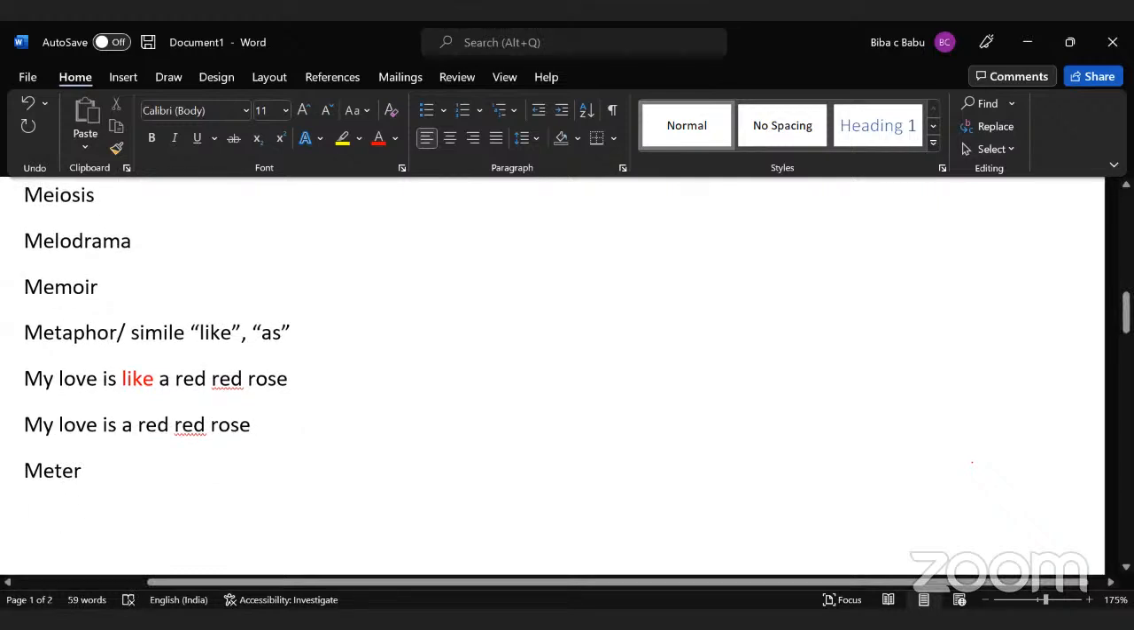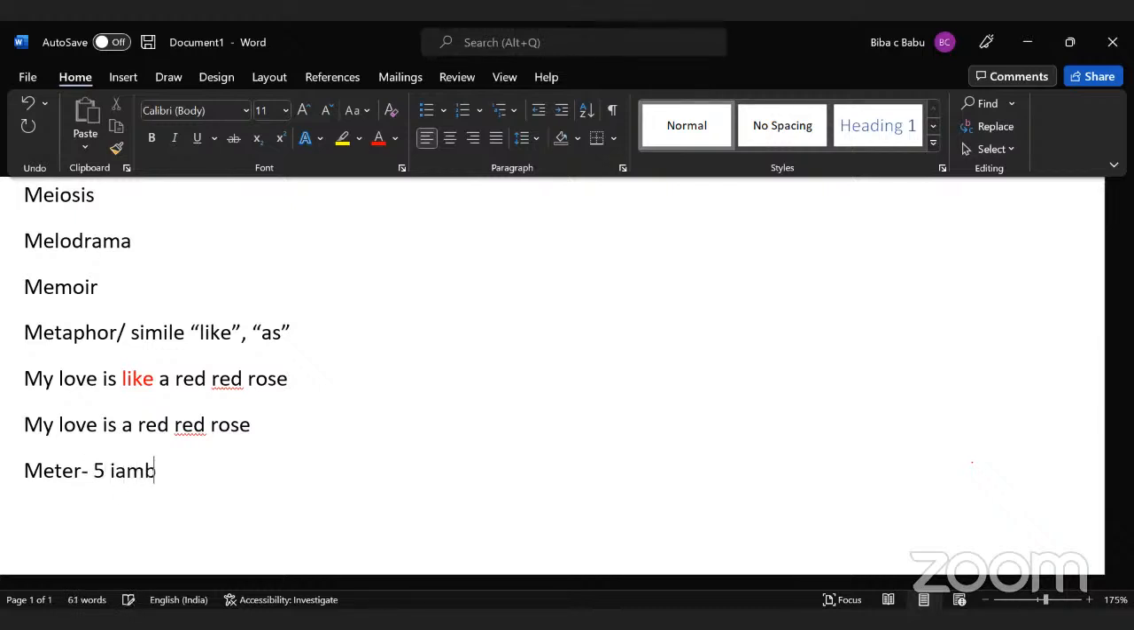Next is meter. Meter is a unit of rhythm in poetry. I am telling you lots of times, meter is a unit of rhythm in poetry. It has different feet with a regular pattern of stressed and unstressed syllables. There are mainly five basic meters in English poetry.